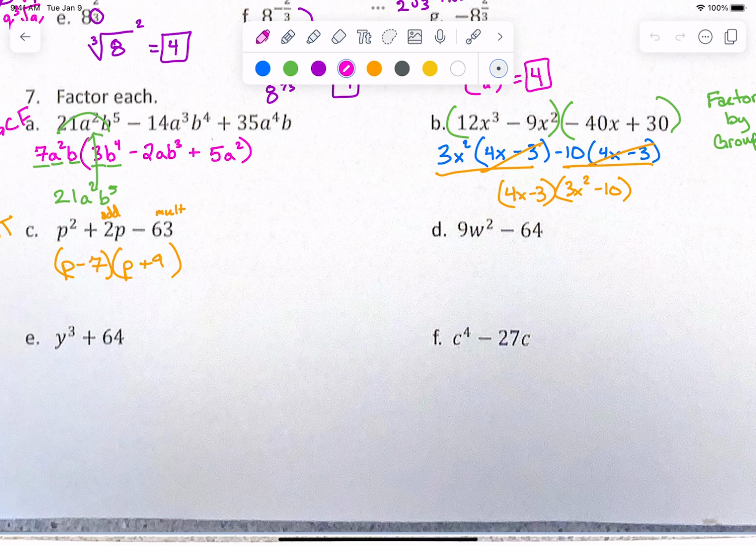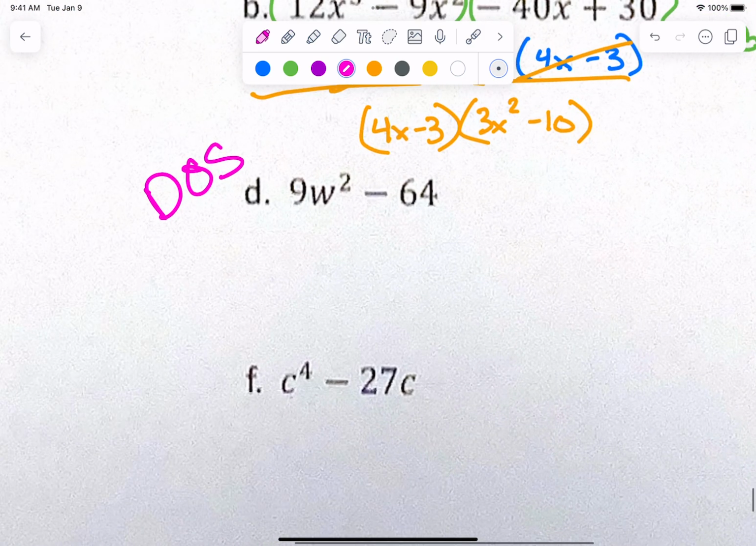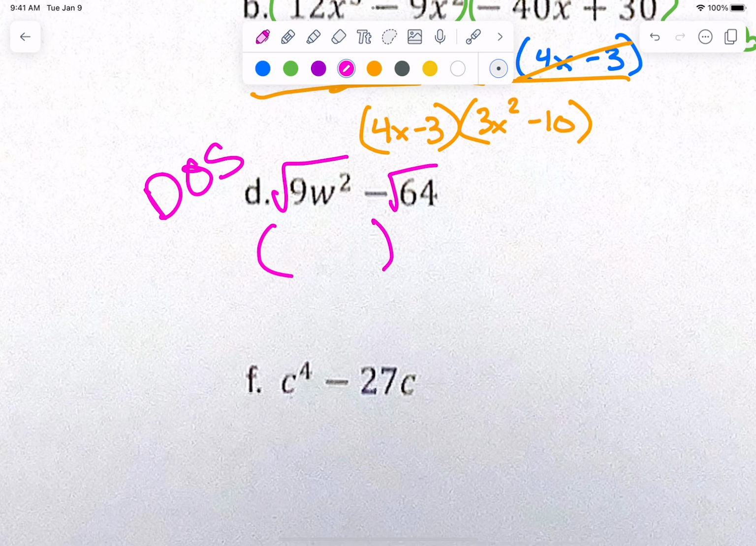People, this is part 2 of the Trig review. We are starting with 7D. We're into factoring. What did you say D was? Difference of squares. Can I just put DOS? Do you know what I mean? Difference of squares. You're just taking the square root of the first and the square root of the second, and it becomes two pieces.